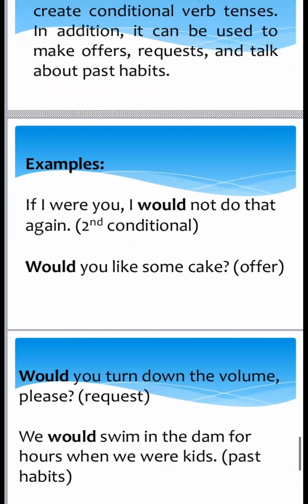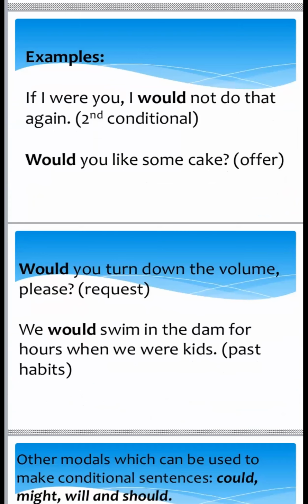start with the examples. You can see the very first example here: if I were you, I would not do that again. Would you like some cake? That is an offer. If you are going to make a request, you will see: would you turn down the volume please. Similarly, if you are going to talk about someone's habit from the past, you will see: we would swim in the dam for hours when we were kids. That activity from the past is expressed by using would.